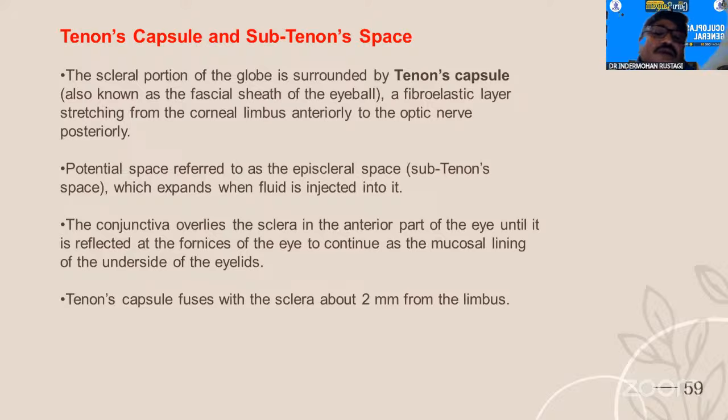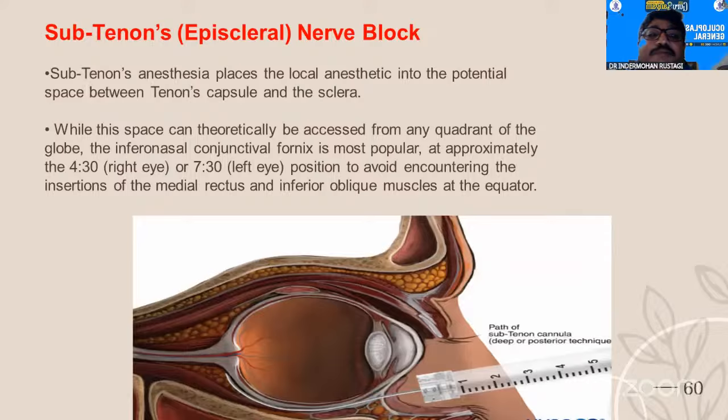Another consideration is the anatomical consideration: Tenon's capsule and the subtenon space for the subtenon block. The globe is surrounded by the Tenon capsule. The potential space around this is the episcleral space, where the subtenon injection is given, and it expands when fluid is injected into it, and there is no structure in this space. The Tenon capsule fuses with the sclera around 2 millimeters behind the limbus. So the subtenon or episcleral nerve block is very good.